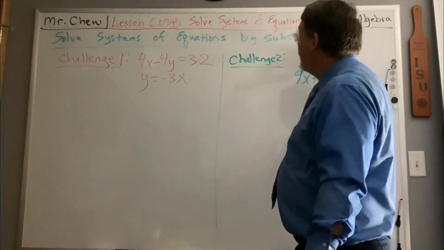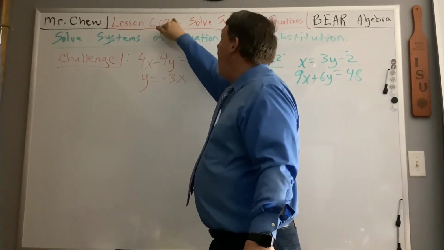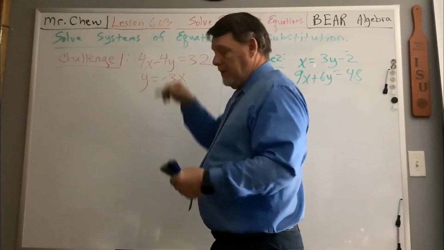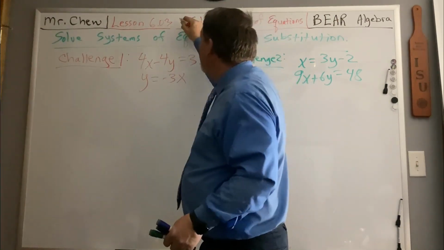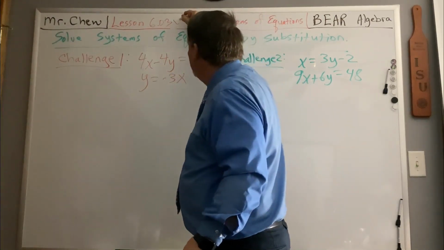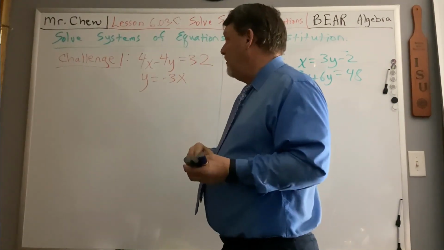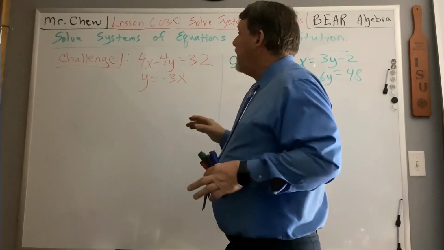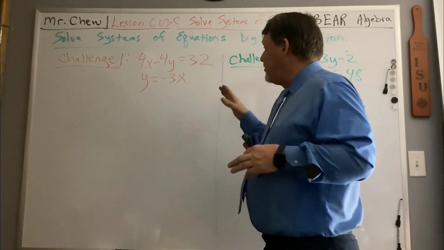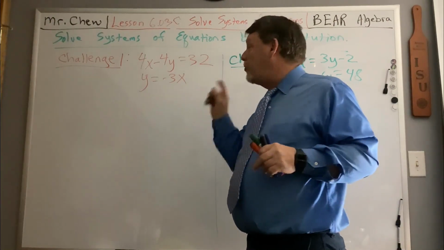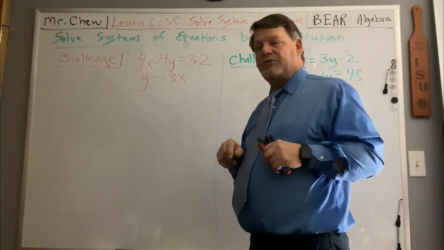In Bare Algebra, we have lesson 6.03c, which is the challenge problems worked from lesson 603b. So we're taking two equations and figuring out what their solution is, which means if I were to graph them, I would know exactly where they intersect.